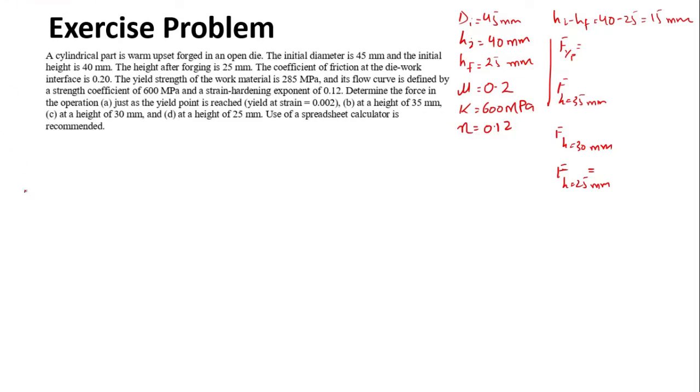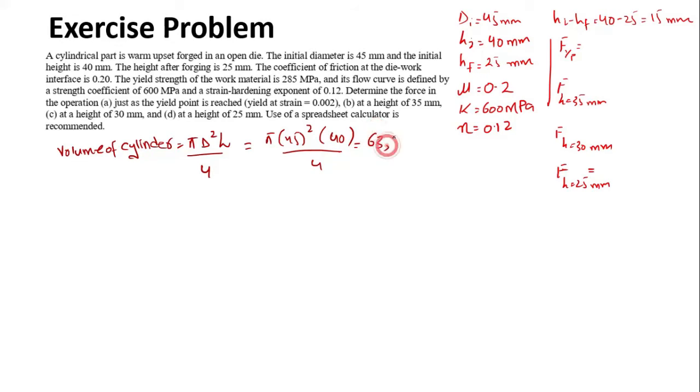Now we have a cylindrical part, so let's start with the volume. Volume of a cylinder is pi d square h by 4. So we have pi into 45 square into h, that is 40 mm the initial height, divided by 4. So the value of the volume would be 63617 millimeter cube.